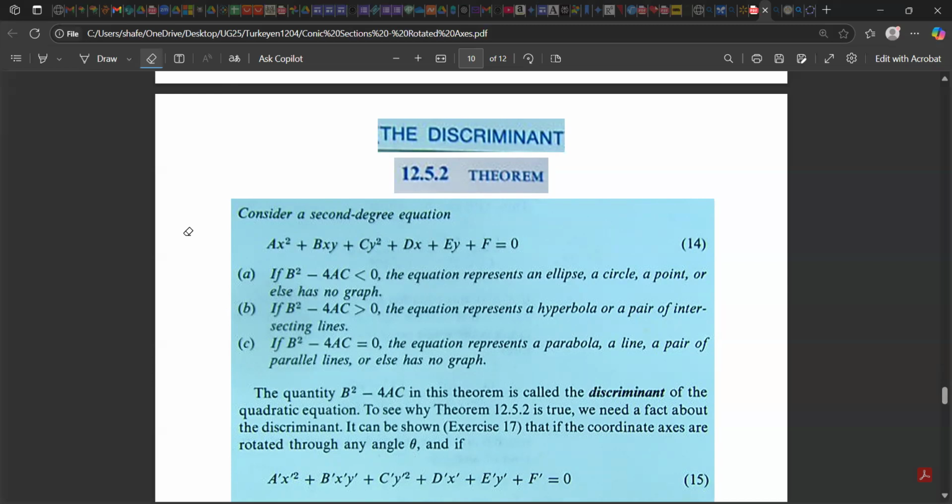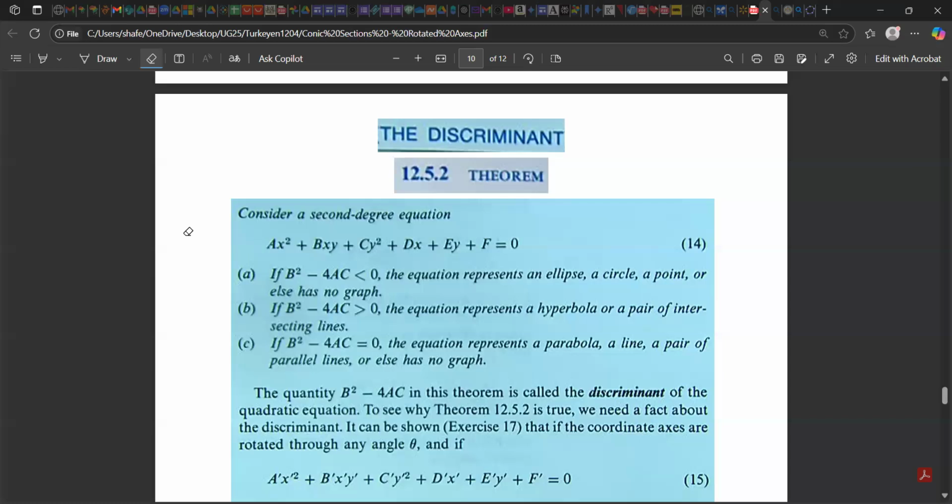So here they're telling you now that if B squared minus 4AC is less than 0, you have an ellipse, a circle. It could be a point or something, there's no graph, right? They're further telling you, if B squared minus 4AC is greater than 0, it's a hyperbola. It could be a pair of intersecting lines, right? Those are the two possibilities. Then if B squared minus 4AC equals 0, you have a parabola. It could be just a line, a pair of lines, or sometimes no graph, right?